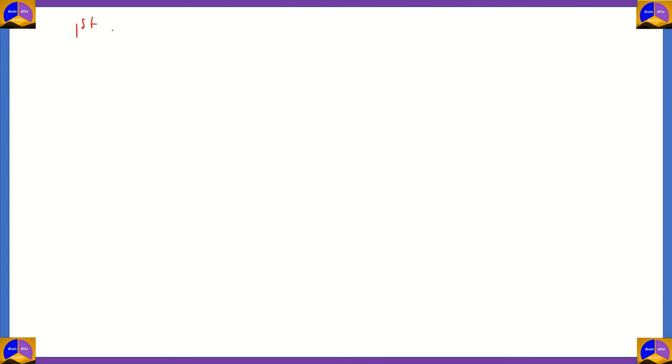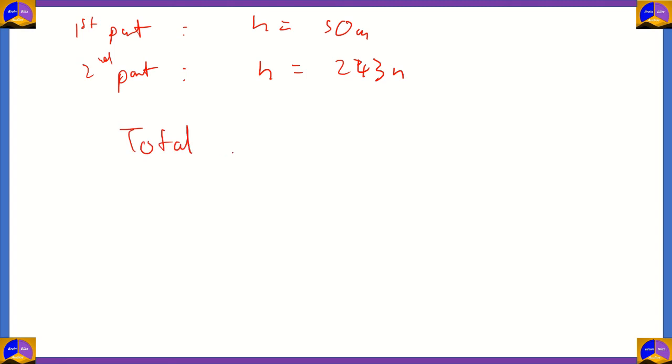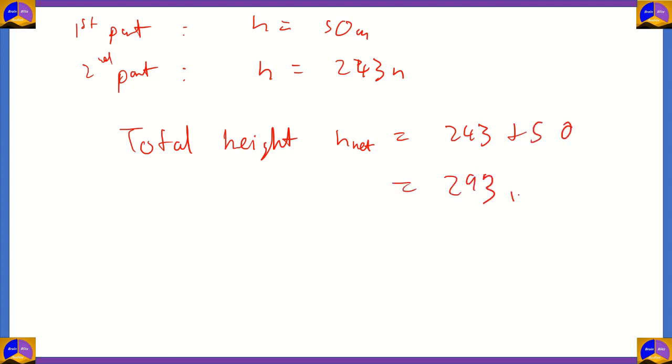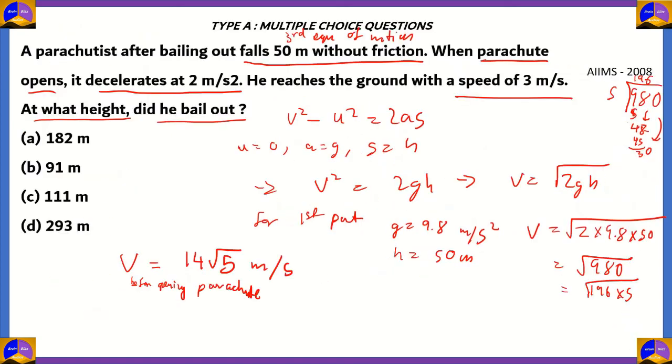So for the first part, the height is given as 50 meters. And for the second part, we found out the value of height that is equal to 243 meters. And since we're asked to calculate the height of the jump, the total height, h net, let's suppose, is equal to 243 plus 50, which is equal to 293 meters. So therefore, if you look at our options, you can see that option D gives you the correct answer.